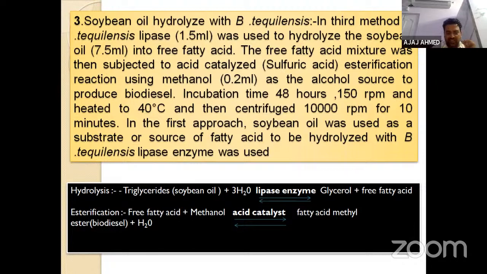This is the hydrolysis: triglyceride plus 3H2O, lipase enzyme used as a biocatalyst, and then glycerol plus free fatty acid. And second, esterification: free fatty acid plus methanol, acid catalyst, this is the H2SO4, sulfuric acid, and the products are fatty acid methyl ester plus H2O.